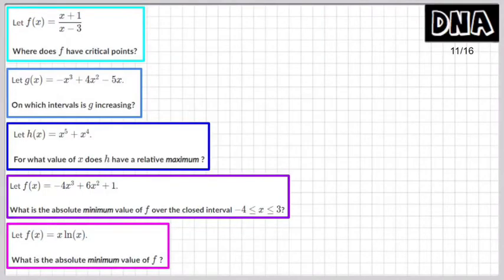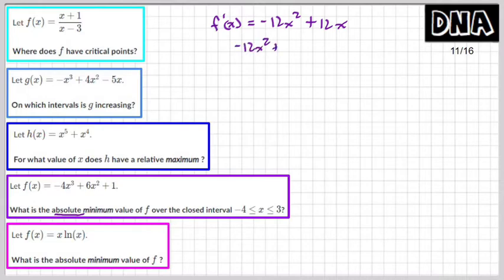Okay, we're doing the purple one. Here we are. We got to find the absolute minimum. So we're going to find the absolute minimum, and we're going to do that by finding our critical values first, because what we have to do is plug in our critical values and the endpoints to see which endpoint or which x value will give us the smallest y value.